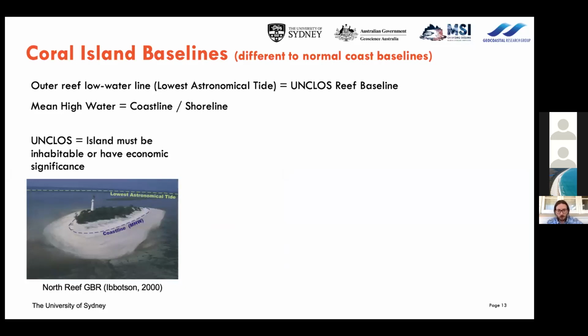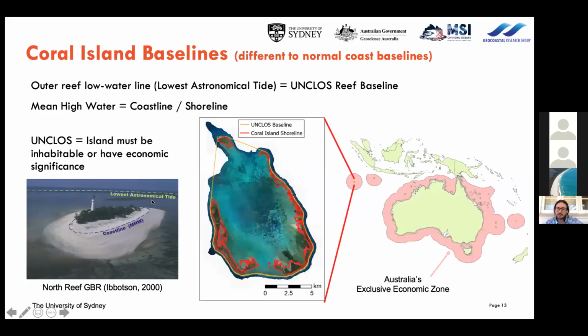So when you look at a reef structure, it's that low astronomical line around the reef that forms the baseline. So I've given you an example here. This is Cocos Keeling Islands, which is out in the Indian Ocean, which is the territory of Australia. And you can see the orange line is the baseline that is around the edge, the low water line of the reef, and the red lines are where the islands are.